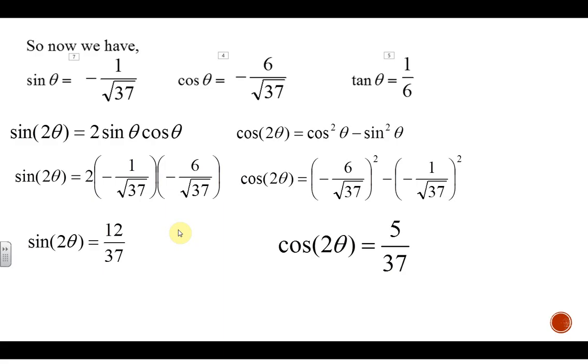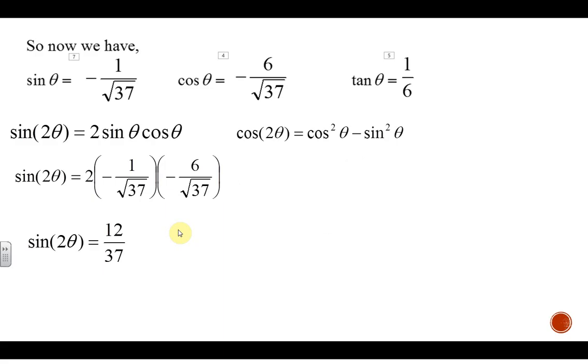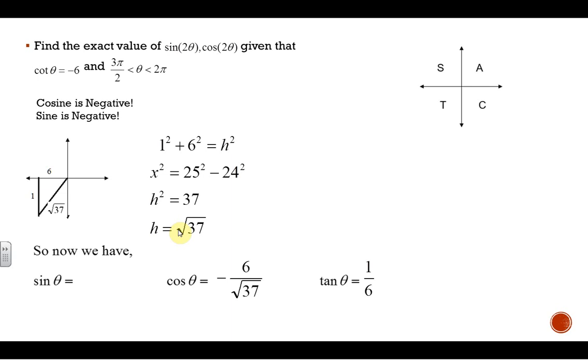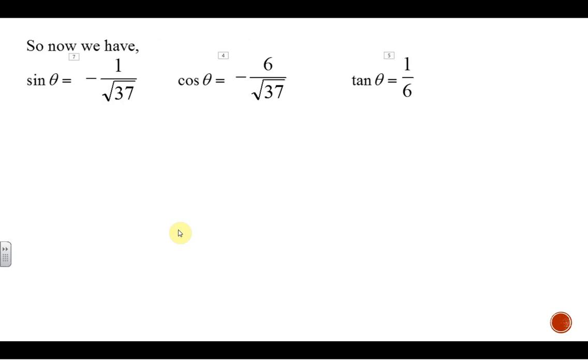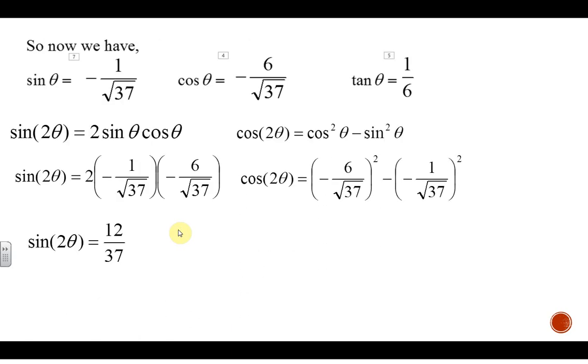Holy moly, I didn't do tangent. Did they ask for tangent? Hold on, go back. They didn't ask for tangent. Pay attention and don't do more work than you need to. But if you wanted to do tangent, you would just plug that in too.